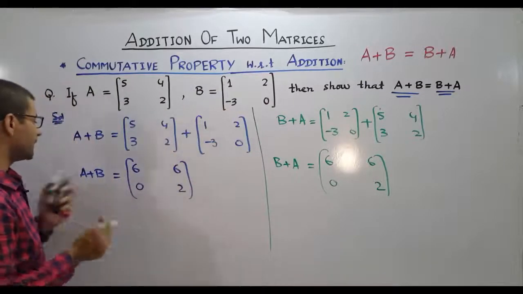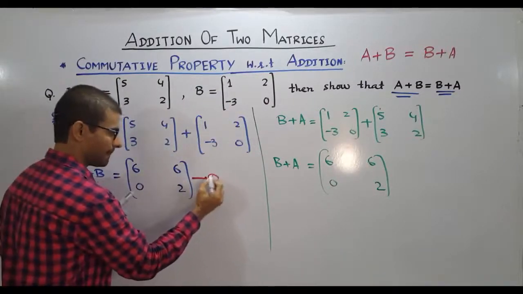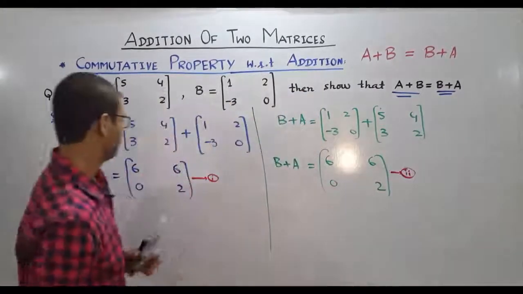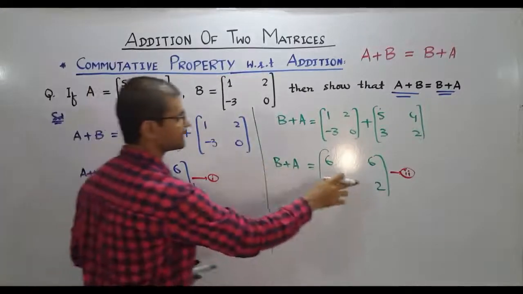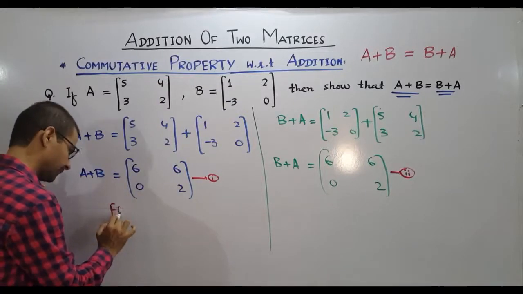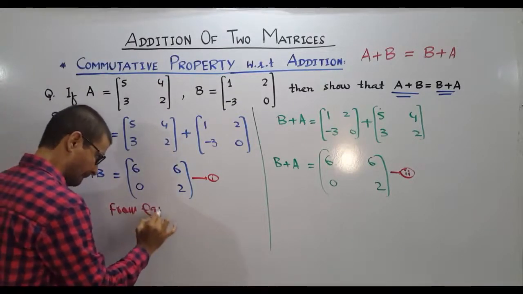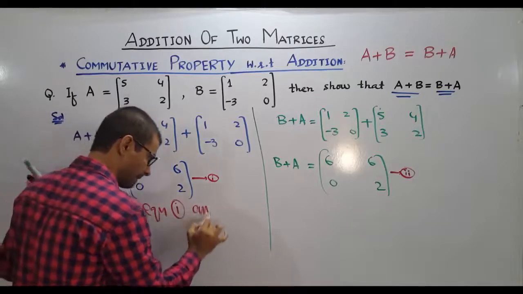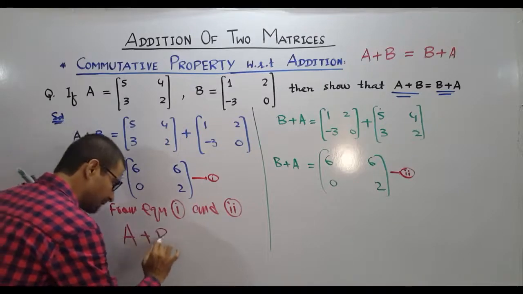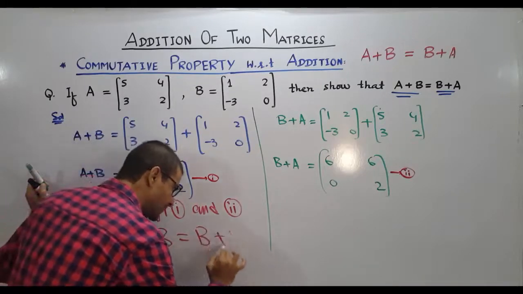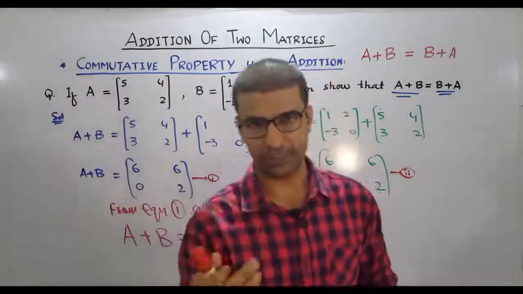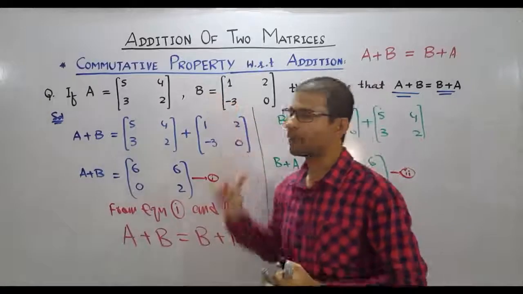Now students, we have A plus B and we have the result of B plus A. Are they the same? 6602, 6602. Yes, they are the same. So we can compare. We can write from equation 1 and 2, A plus B is equal to B plus A. I hope students you understood the commutative property with respect to addition.